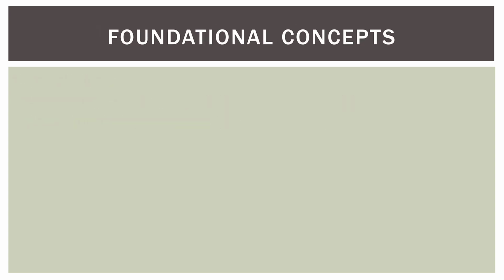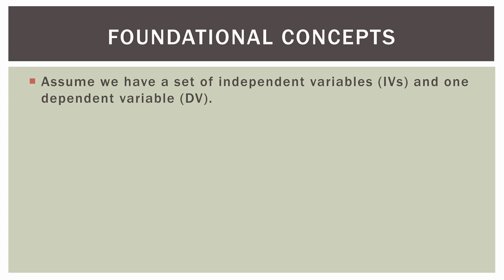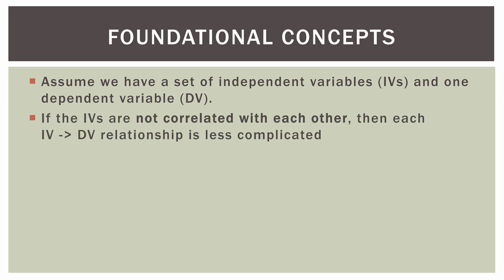So first, some foundational concepts and maybe a metaphor or two. Let's assume we have a set of independent variables, or IVs. Let's put them over to the side on the left. And one dependent variable we'll put over here on our imaginary right. Now, if the IVs are not correlated with each other, then each IV to DV relationship is much less complicated.